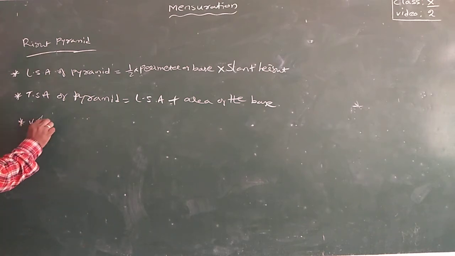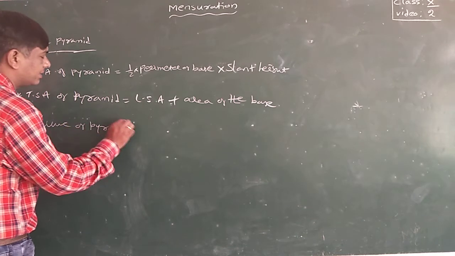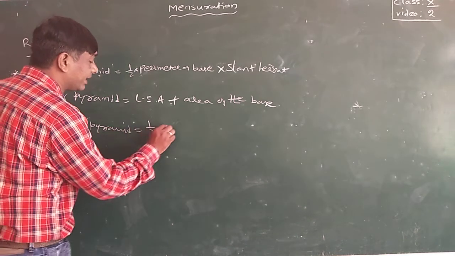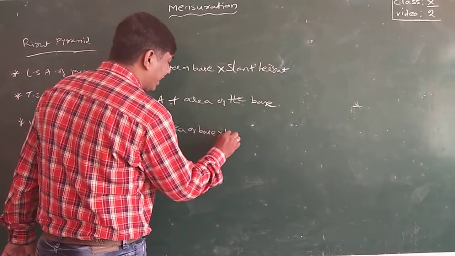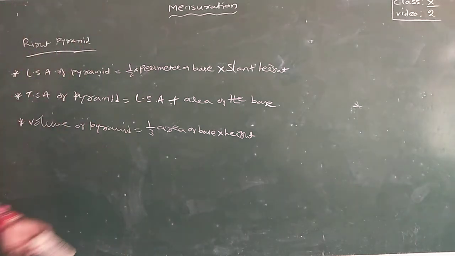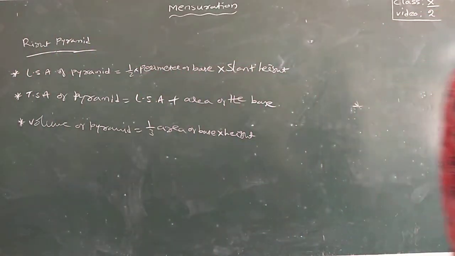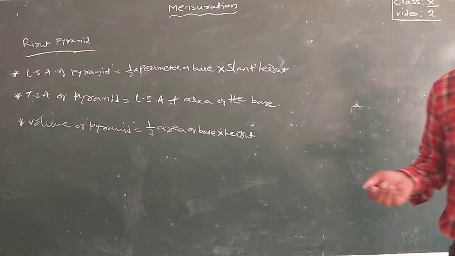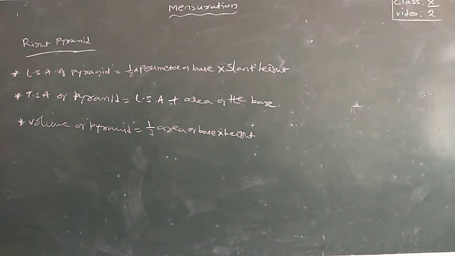Volume of a pyramid is equal to one-third of the area of the base into height. The prism formula is area of base into height, but here the pyramid will be one-third of the prism, with the same height and same base. One-third of the area of the base into height.